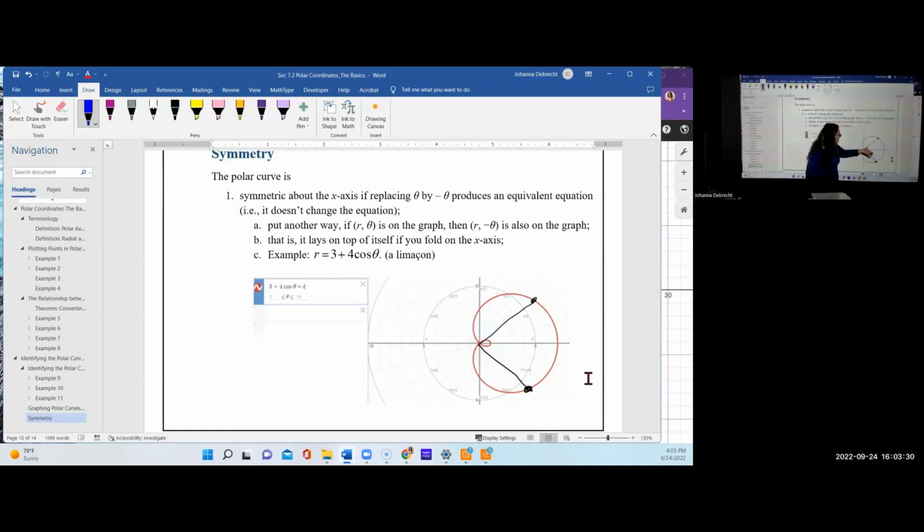So you can see here, you've got the same radius on both of these. And this is the positive angle, and this is the negative angle. So this is (r, theta), and this is (r, negative theta). And they're both on the graph.